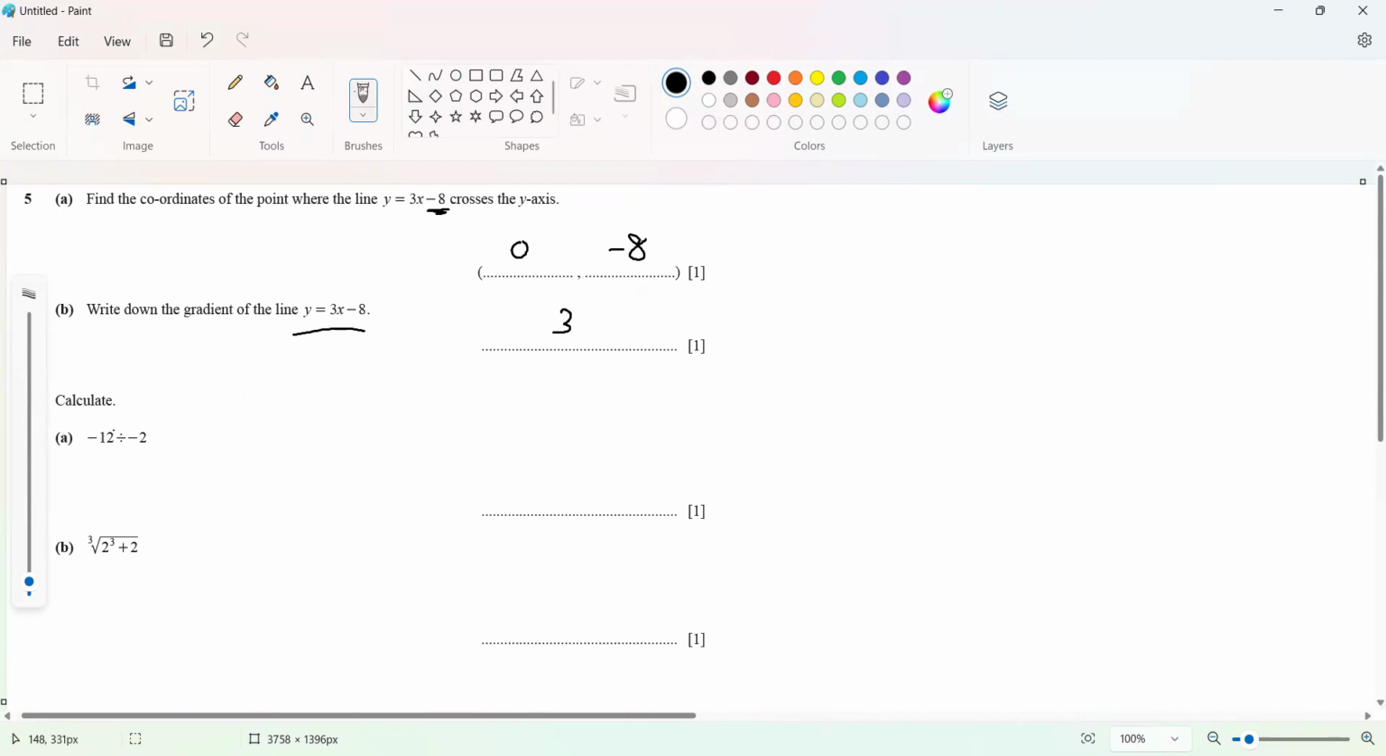So in part 6a, calculate -12 divided by -2. So double negative is positive. 12 divided by 2 is 6, which is 6. And then for part B, we can use our calculator for this. So it's 2 to the power of 3 plus 2, cube root of that answer. And that will give us 2.15 correct to 3 significant figures.